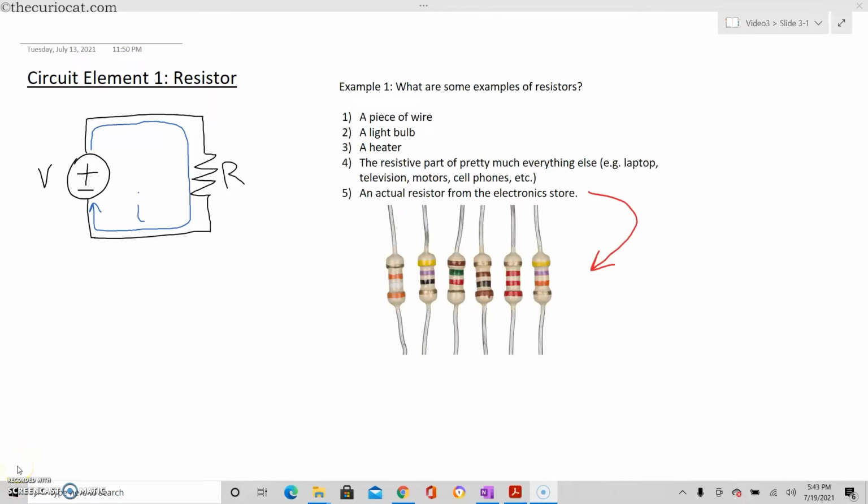For example 1, what are some examples of resistors? The first 3 examples are the clearest examples because a piece of wire, a light bulb, and a heater all get hot, so clearly they are dissipating energy. In the fourth example, we discuss pretty much every other type of load. For every other item, such as a laptop, television, motors, cell phones, and more, they are not purely resistive loads, but they have resistive parts. And the last example are actual resistors that you can buy from the electronics store.